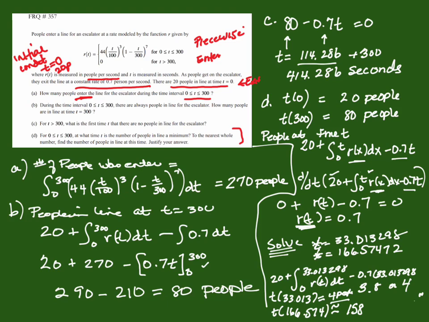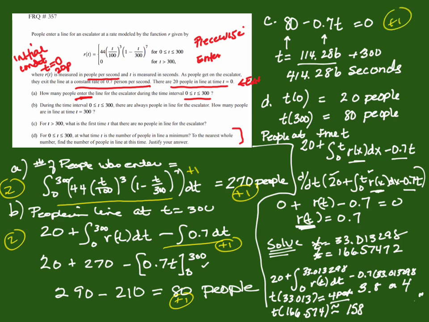Okay, so how do we get points for this one? First of all, you get a point for the integral, plus 1 for the answer. So 2 points for part A. You get 2 points for part B. For part B, you get a point for considering the rate out, plus 1 for the answer of 80 people. So that was 2.